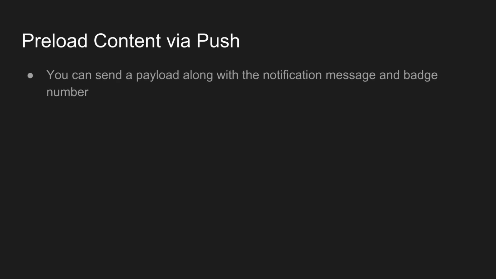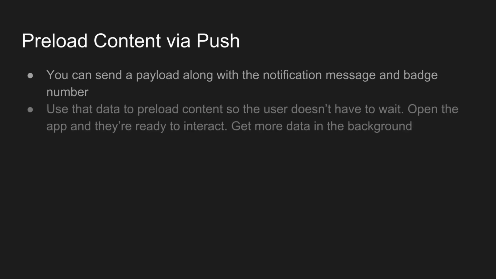Next up, consider preloading content via a push notification. This means that you can actually send a payload along with the notification message and the badge number, so that title, that body, and the badge count. You can actually send more information with it. And with that, you can use that data to preload the content. That way the user doesn't have to wait for additional API requests to get some sort of valuable experience. They open the app, the data is there from the push notification instantly, and you can automatically give that user a good experience, and you can get more data that you need in the background.